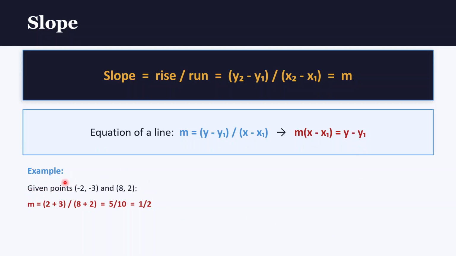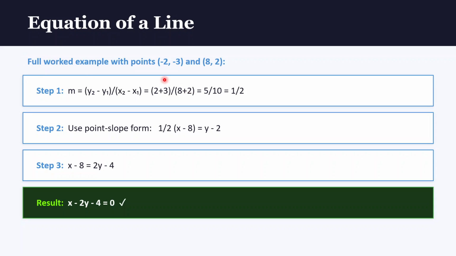So this is the problem, okay? Full worked example, okay? With 2 points. We are given 2 points, and using that, we have to construct an equation of a line. So first of all, let's find the slope. So slope is y2 minus y1 by x2 minus x1. So that's 2 plus 3 divided by 8 plus 2, right? So that's equal to 5 by 10, which is 1 by 2. So our slope is 1 by 2.